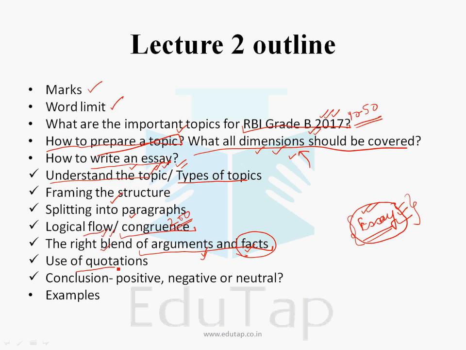Then I'll be telling you how you can use quotations, because quotations save words, and as far as RBI Grade B is concerned, since you have to write just 200-250 words, saving words becomes important, right? Then how should you conclude the essay? Should the conclusion be positive, should it be negative, or should it be neutral, right? Then I'll be exemplifying all these things with the help of good examples, essay examples. Fine, so this we'll be talking about in this lecture.